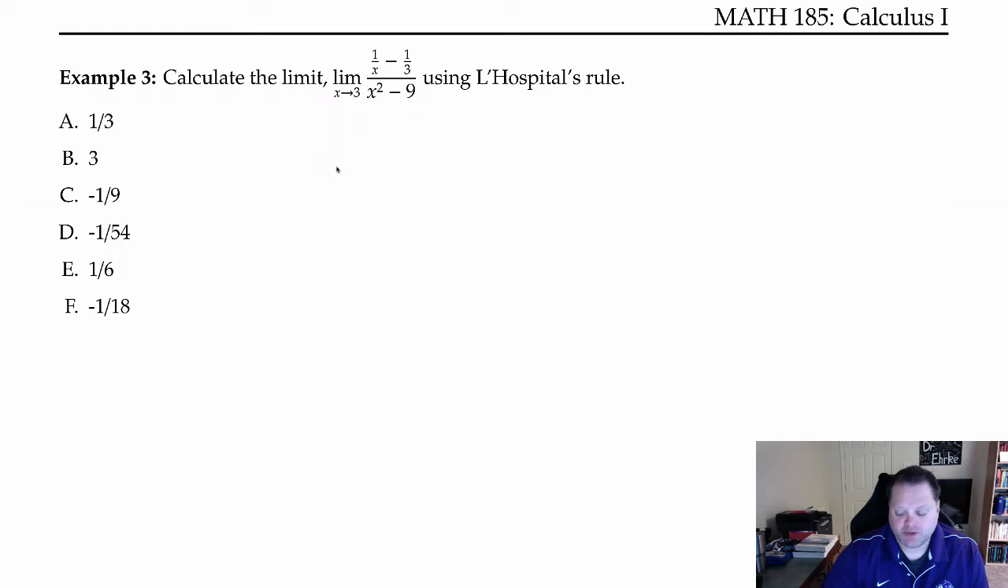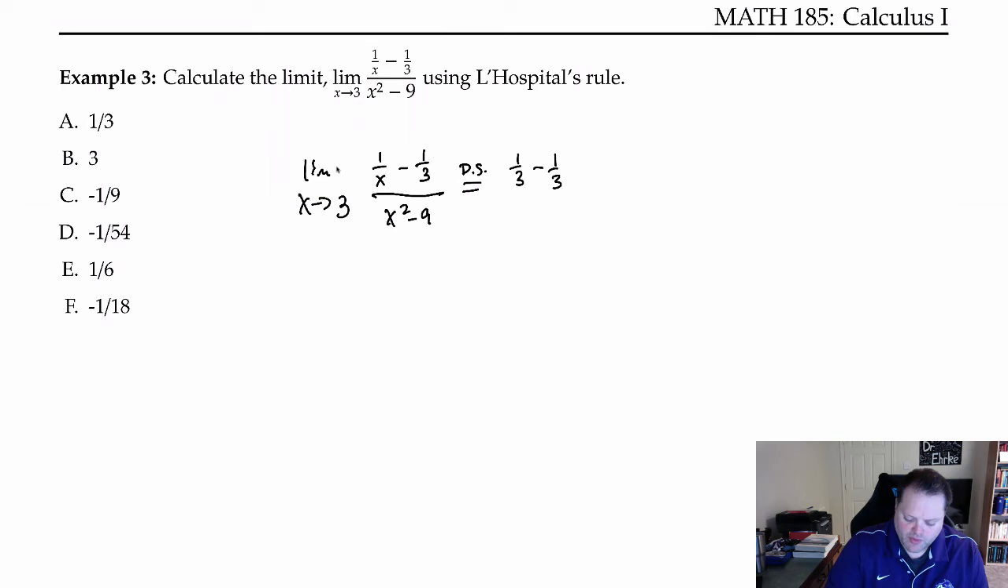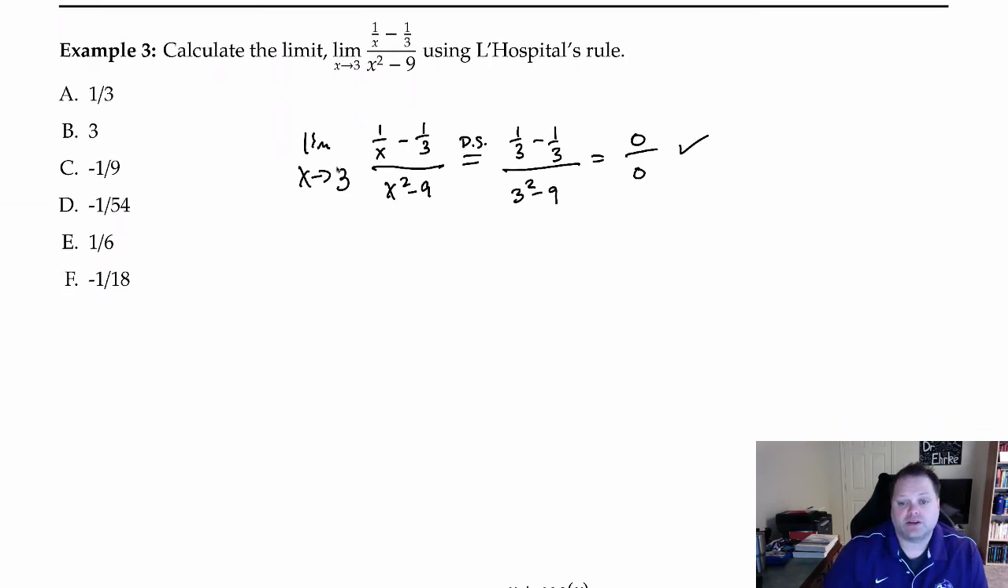All right, if you haven't paused the video yet, please do so. First thing we have to verify, is it an indeterminate form? So I'm going to take the limit as written. I'm going to plug in the value 3, so I'm directly substituting in for x equal to 3. So this is 1 over 3 minus 1 over 3 over 3 squared minus 9, which is 0 on the top. 3 squared is 9, so 0 on the bottom. We have the correct indeterminate form.